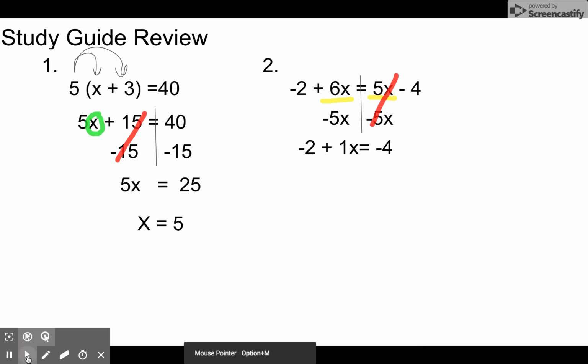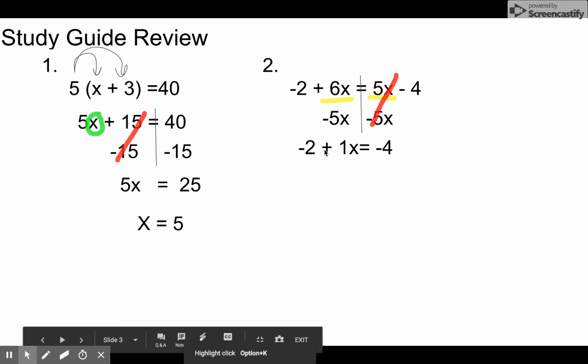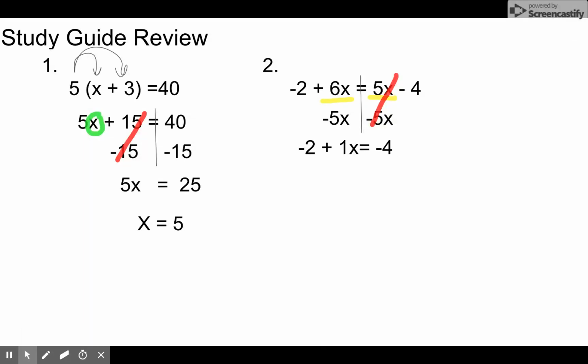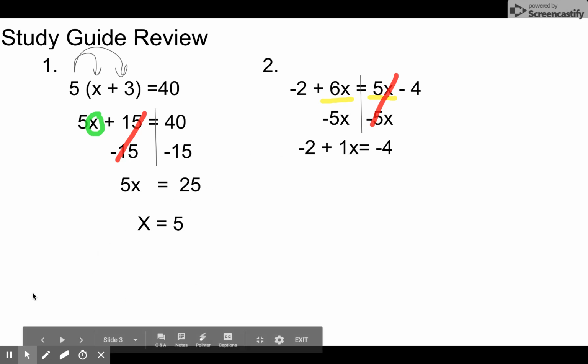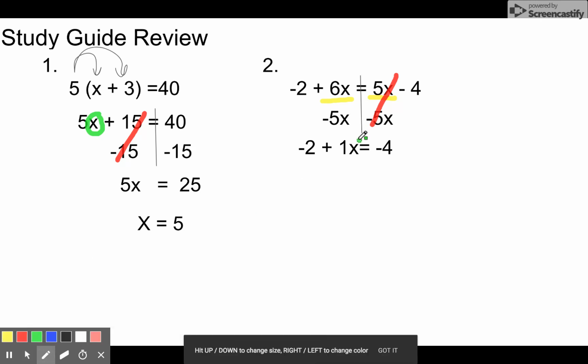Now if you take a look at what we have left, we have negative 2 + 1x = negative 4. We do have two options. We can move this negative 4 over, but that's going to create an extra step for us because if we move the negative 4 over, we're going to be left with 0 on this side. If we want to isolate x, again, I'll circle that x to remind ourselves we are trying to isolate it.